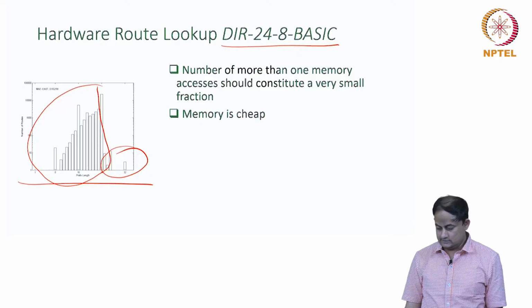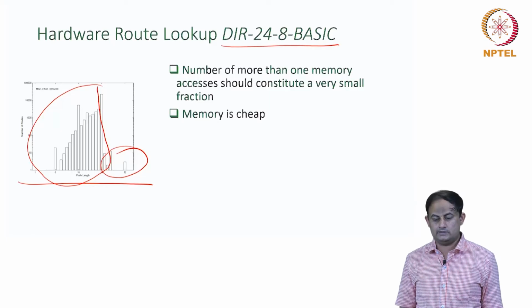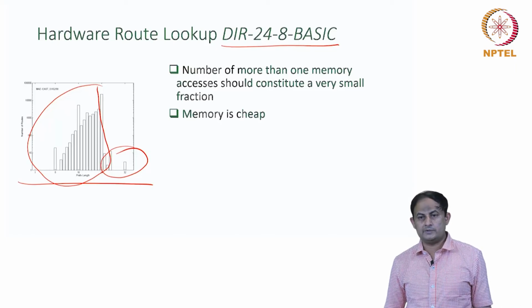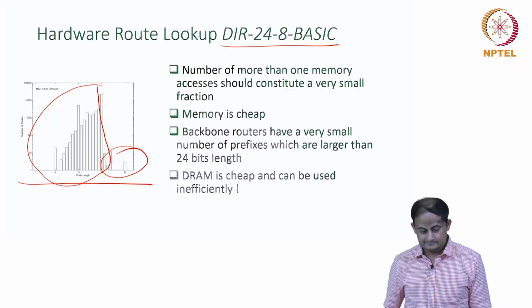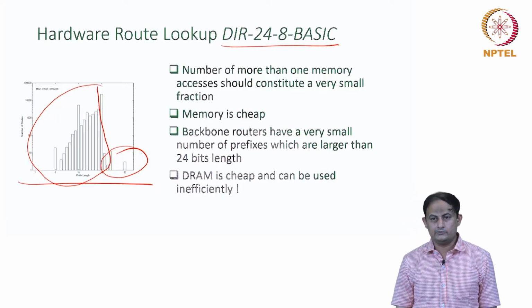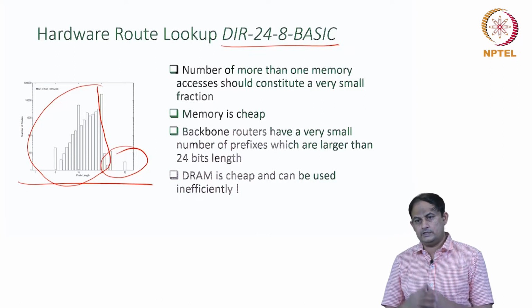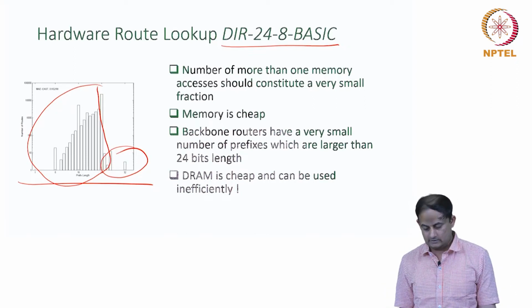And why this is the motivation for having this kind of structure is they came up with the argument that memory is getting cheaper. When I say memory, this is an inexpensive DRAM memory that is available, and DRAM is cheap and can be used inefficiently. Why inefficiently? Because any prefix which is less than 24 bit length, I am going to expand and then fill it in the first level table.